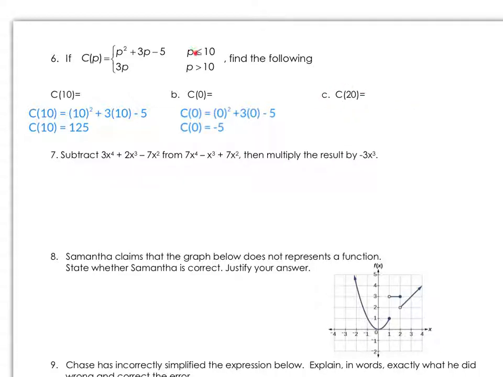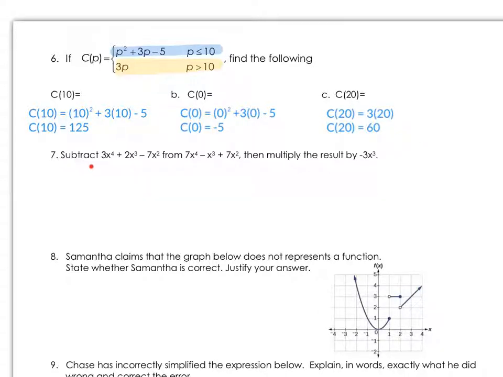Okay, next one, C of 20 this time. Well, is 20 less than or equal to 10? No, it's not. So then we have to go to the next one. Is 20 greater than 10? Yes, it is, so we're going to use this piece here. So remember that we use the different functions depending on which one our domain falls into. So C of 20 equals, and then we just substitute in 3 times 20, because I put it in place of p, and if we do that in our calculator, we get 60. So C of 20 equals 60.